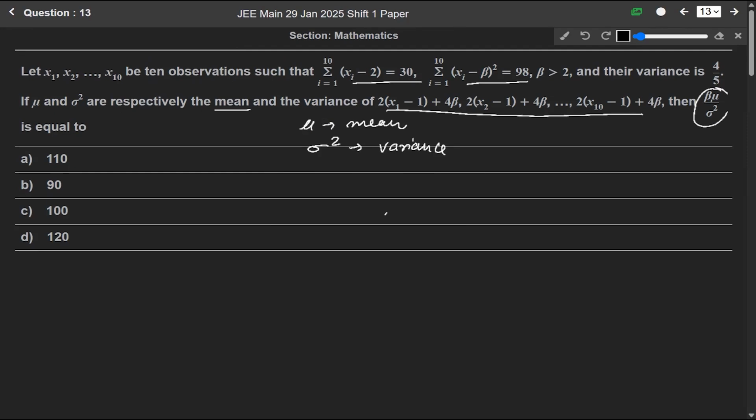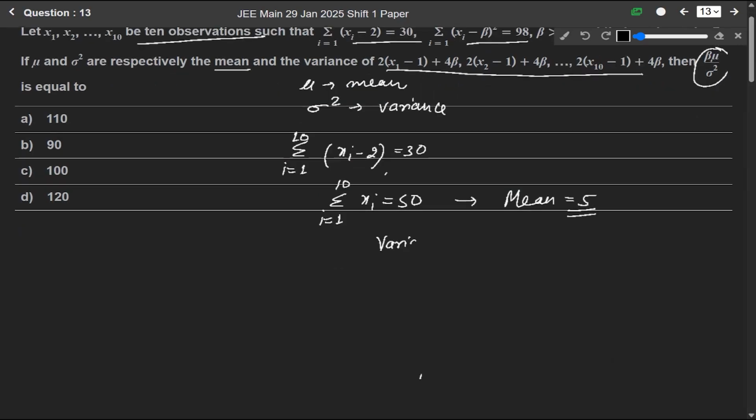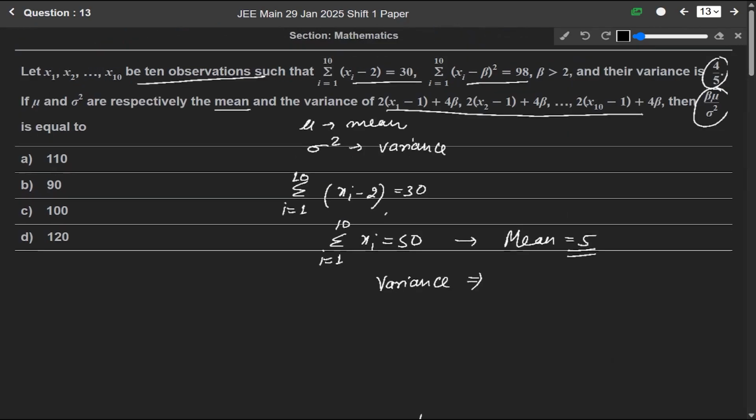First of all, we are given that sum over i equals 1 to 10 of xi minus 2 equals 30. So we can write sum over i equals 1 to 10 of xi equals 50. So from here we can write the mean is 5, since there are 10 observations. And for the variance, we are given in the question as 4 over 5.